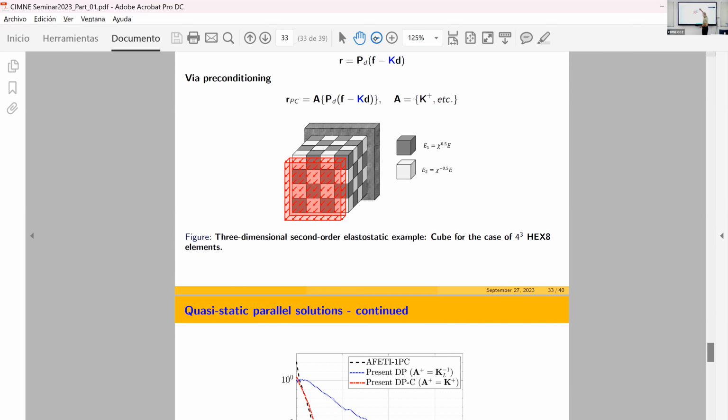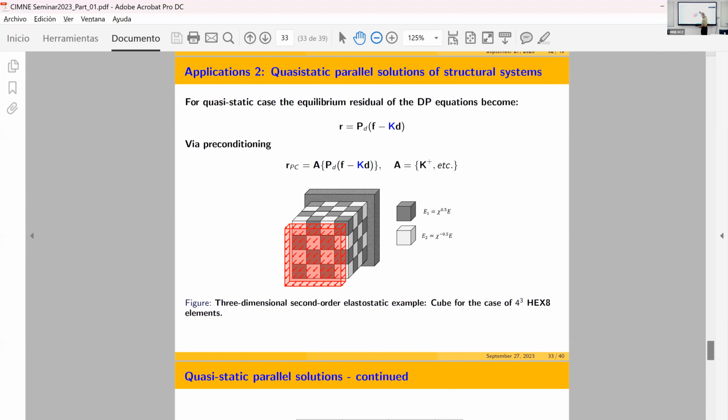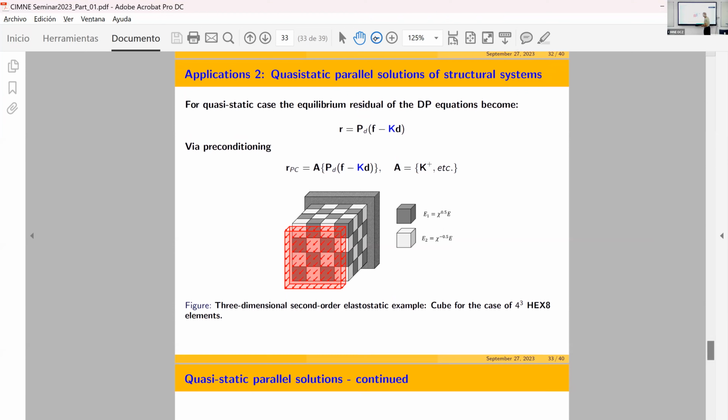What did you do? This is a quasi-static, three-dimensional problem. The gray is chi squared of chi e. White is one of a square of chi e, so that it shows a heterogeneity.